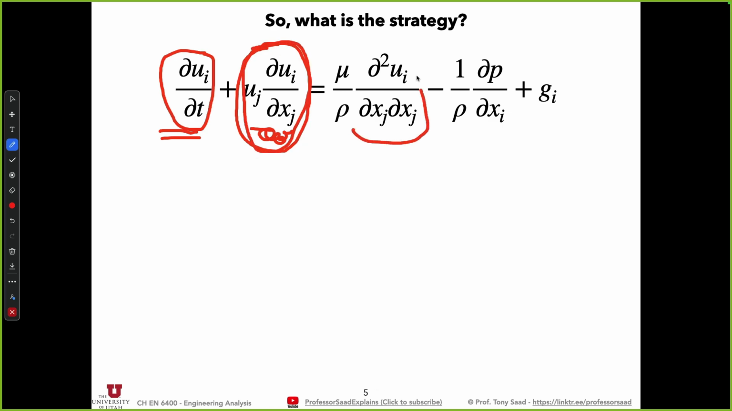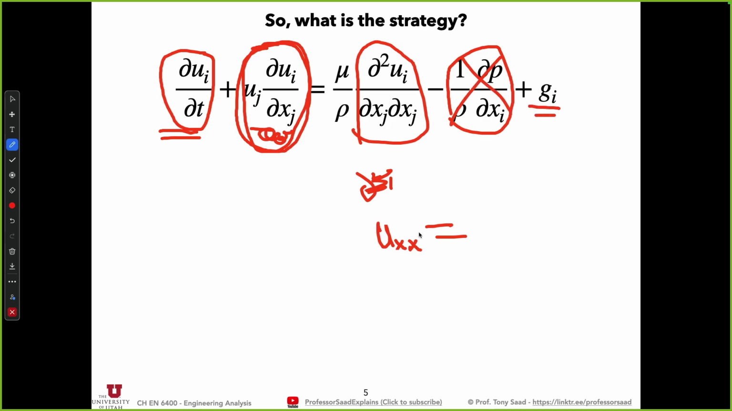Now, when you look at this term, it is linear. In one dimension, for example, this would be simply uxx, okay? And if you assume that the pressure gradient is constant, or there's no pressure gradient but gravity is constant, then you have uxx equal to a constant, okay? And then you can very simply integrate twice and you get an analytical solution.